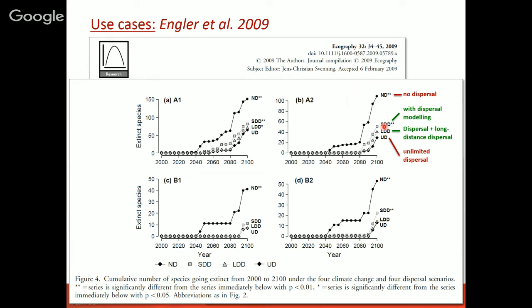And then we have the two scenarios here, abbreviated SDD and LDD, that were obtained using MIGCLIM. So in this case, we added the dispersal restriction into our model using MIGCLIM. And you can see that you obtain results that, of course, are somewhere between unlimited dispersal and no dispersal. But the results can be significantly different from either scenario. So you see the interest of accounting for dispersal.